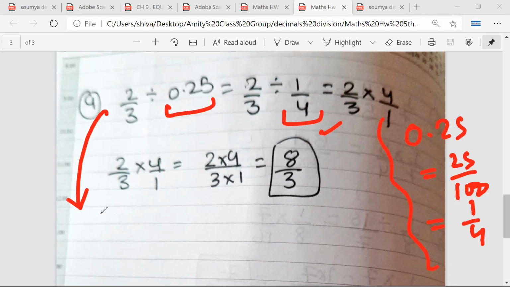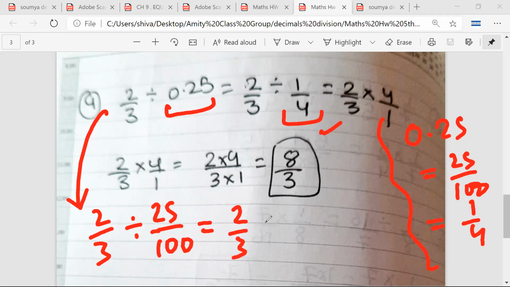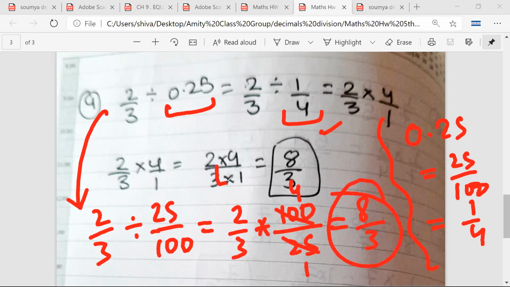So the ninth sum, right? Yes, yes. So first you do 2 upon 3 divide by 25 upon 100. शाबाश. Then you do 2 upon 3 into 100 upon 25. शाबाश. Then you do 2 upon 3 into 4 upon 1. शाबाश. Then you do 8 upon 3. शाबाश. समझ गए? Any doubt?